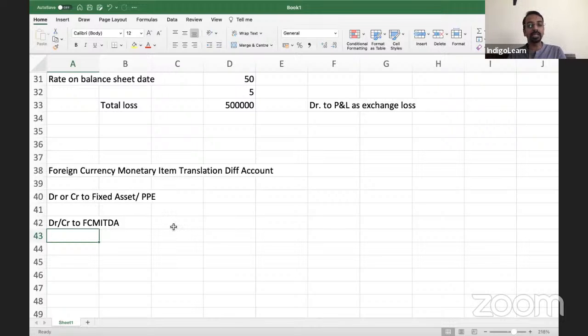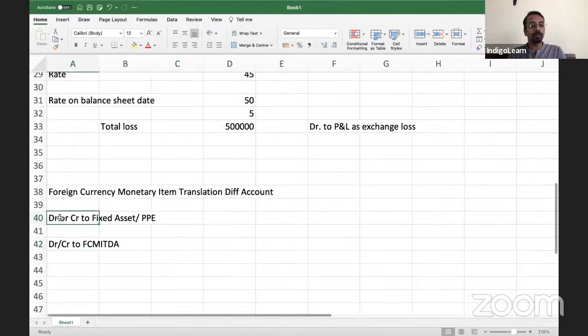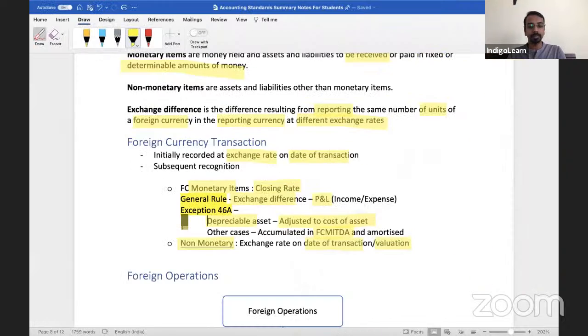Now, what will you do with this balance of FCMI TD account? Over the life of that asset, you will amortize it systematically. Okay. Now, such depths of questions are not tested in the examination. If you just understand that it has to go to FCMI TDA account, or if it is related to a depreciable asset, you will debit or credit it to fixed asset. That is sufficient.